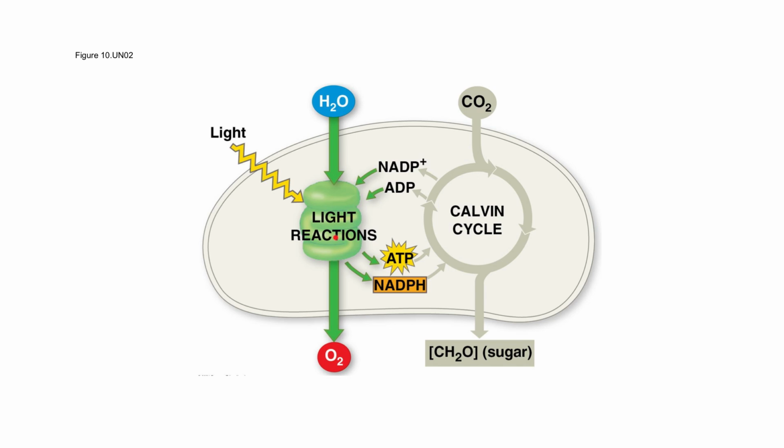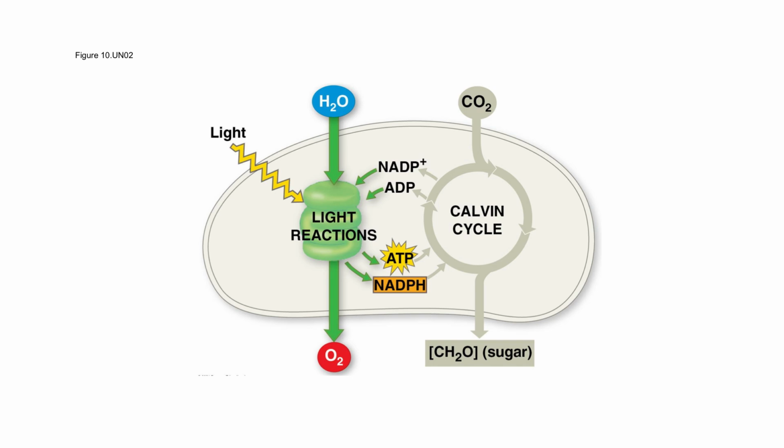So in the thylakoid membrane, light is going to cause those light reactions to occur in both photosystem 2 and photosystem 1. Water is also going to be required to be split for its electrons to be used, and oxygen is going to be released as a byproduct.